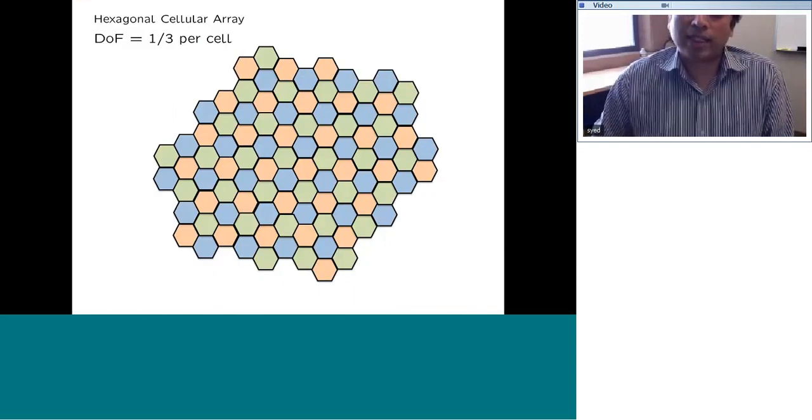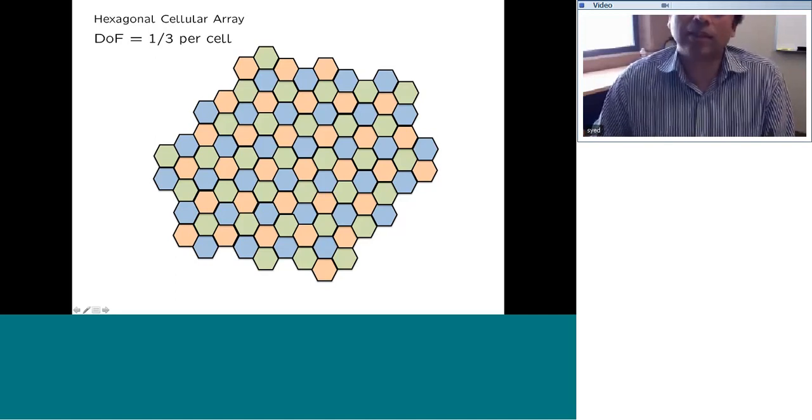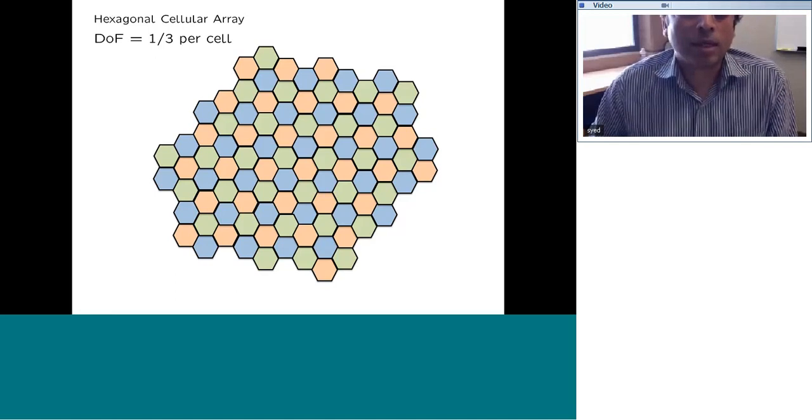Now, what if we went to hexagonal cells? This is the last example. Again, because you have interference only between adjacent cells, the simple solution would be a coloring solution where no 2 adjacent cells have the same color. You would need 3 colors. So this would be DOF 1/3 per cell. This is the 1/3 frequency reuse pattern that's used in cellular systems.